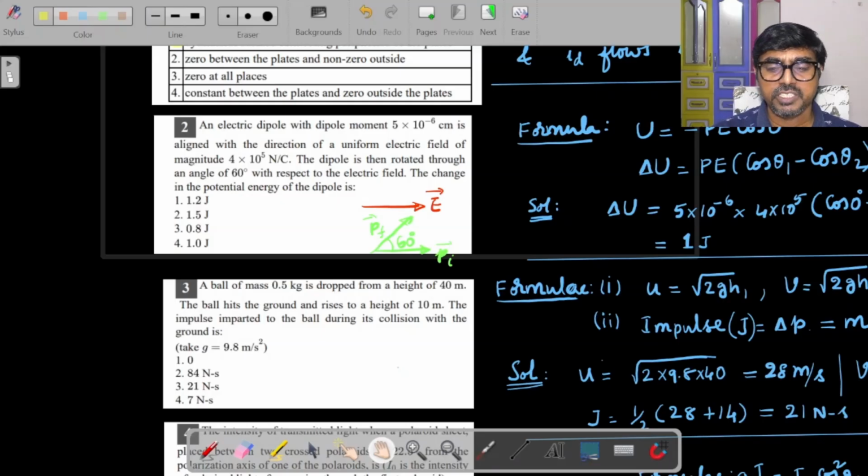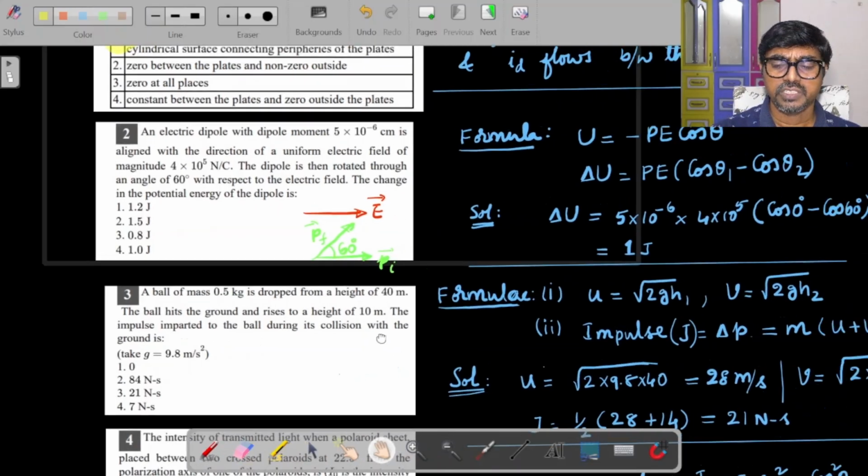Anyway, what are they doing now? Initially it is aligned, electric field given. The dipole is then rotated through an angle of 60 degrees with respect to the electric field. So 60 degrees we are rotating. Then change in potential energy. Potential energy is least when it is stable, and that is where you will have potential energy equal to minus pE cos theta. That minus indicates that the more the stability, the lesser is the potential energy.